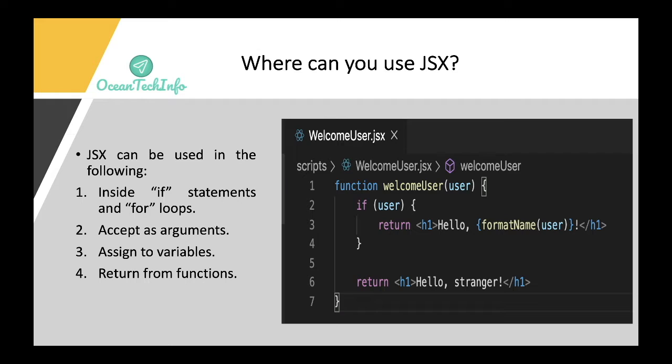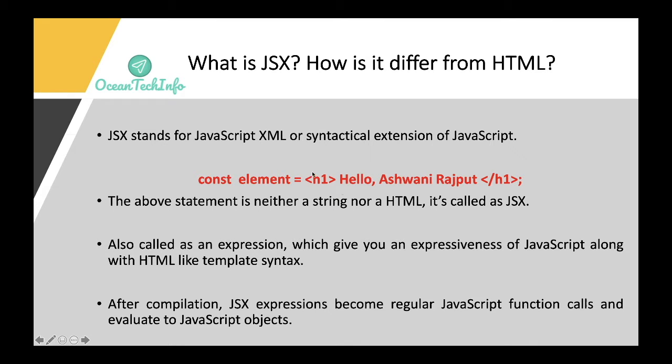You can use JSX inside if statements and for loops. If you see the example here, welcome user is a function. So here in the if statement, I use the JSX. It accepts arguments. Yes, inside a function, you can pass JSX as an argument. It can be used to assign to a variable. See the example here. This JSX expression is assigned to a variable called element.